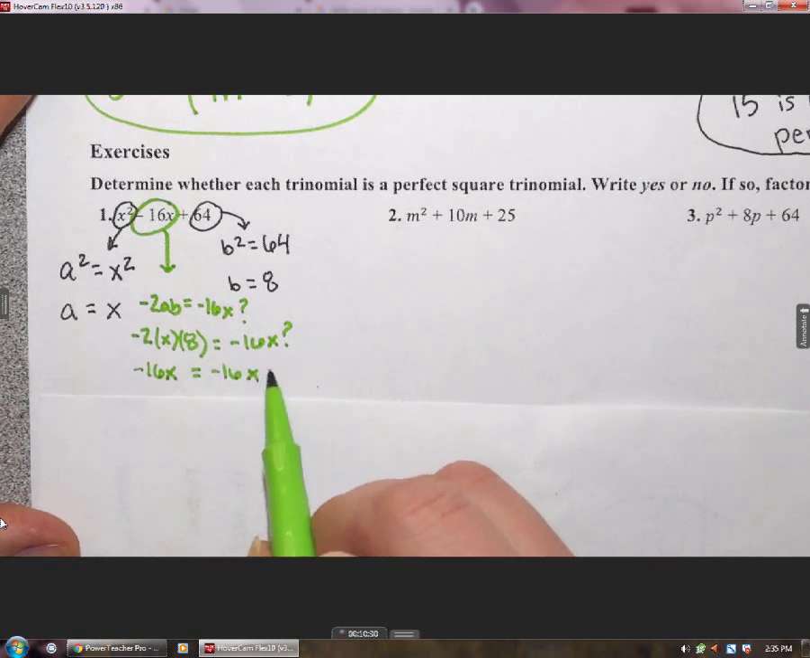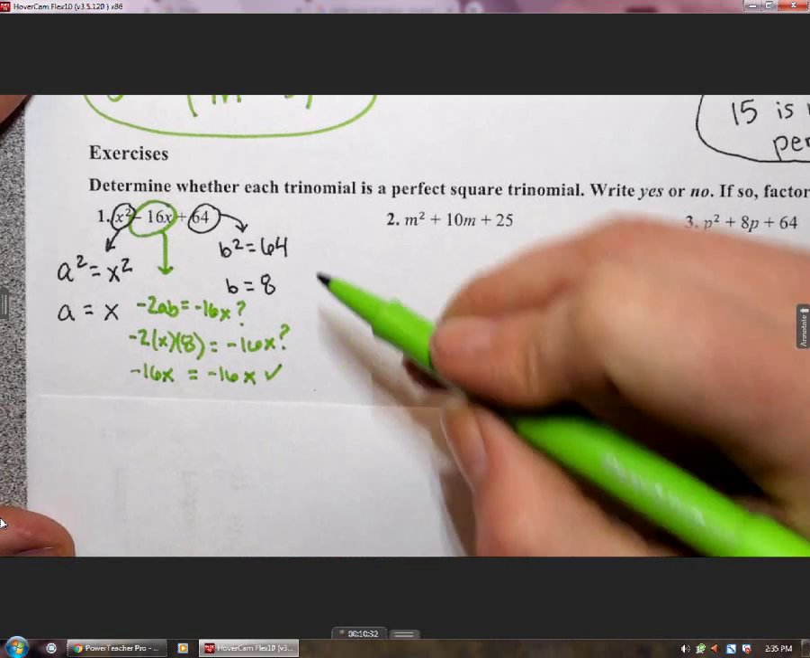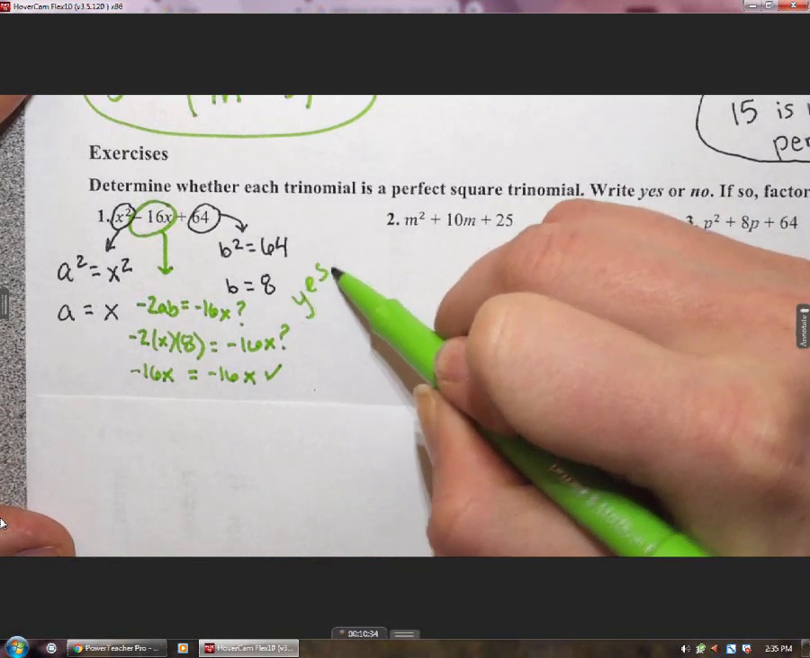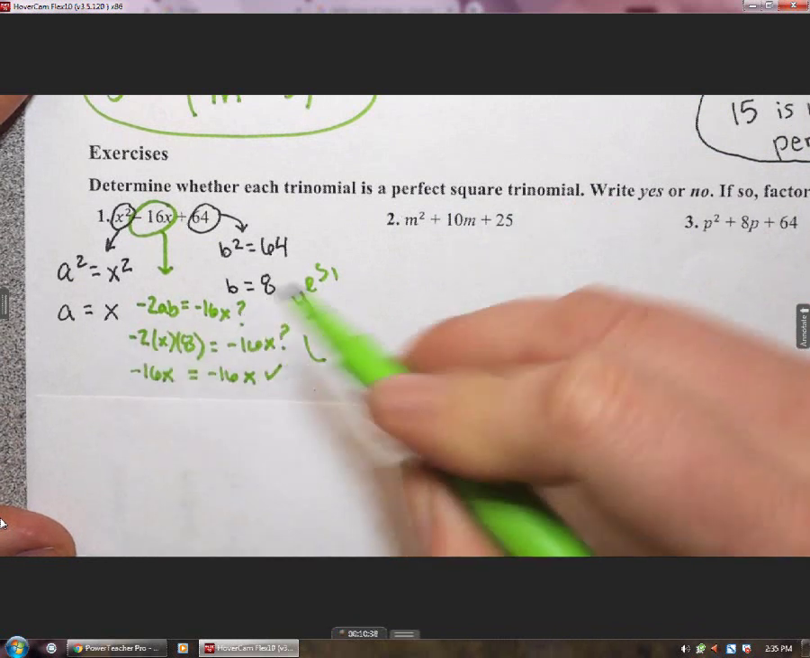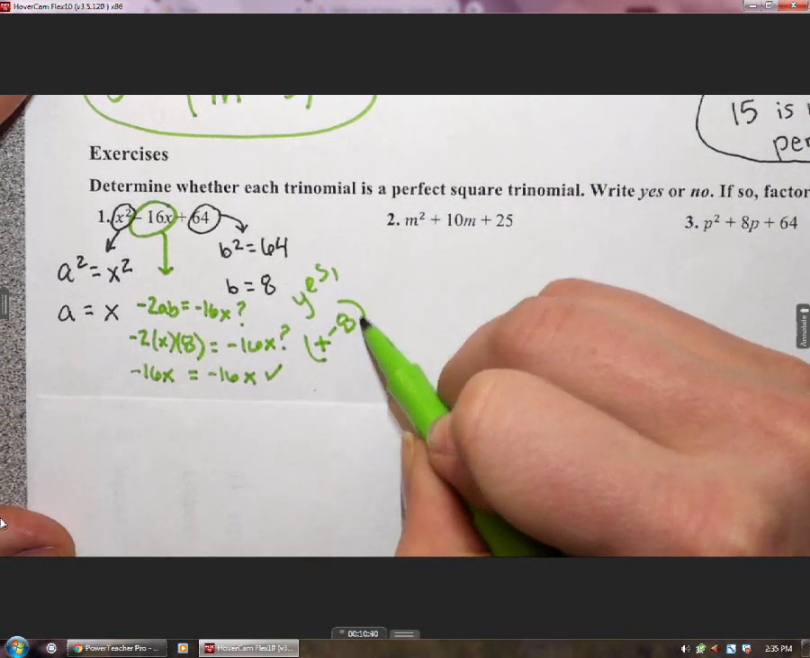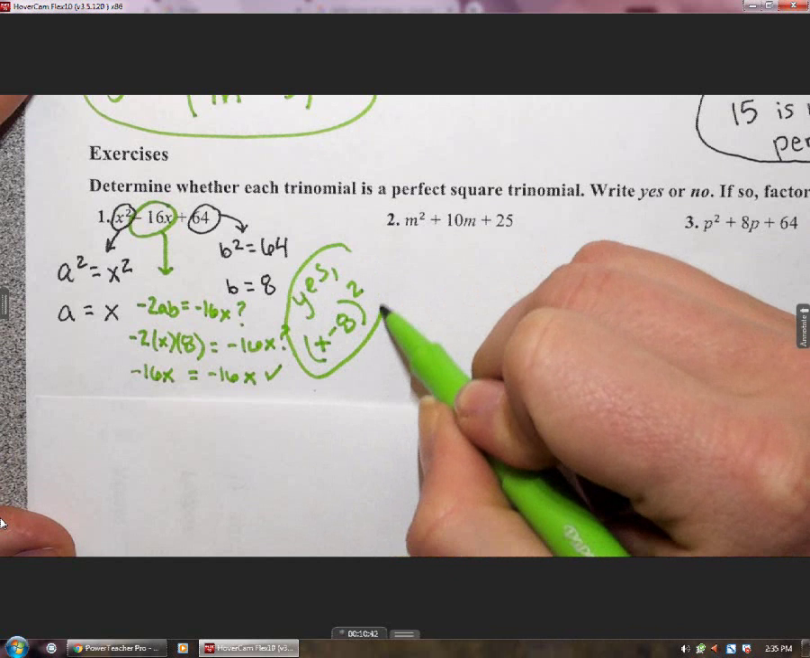Is it a perfect square trinomial? Yes. How would you factor it? We would have a minus b, so x minus 8 squared. And then you're done.